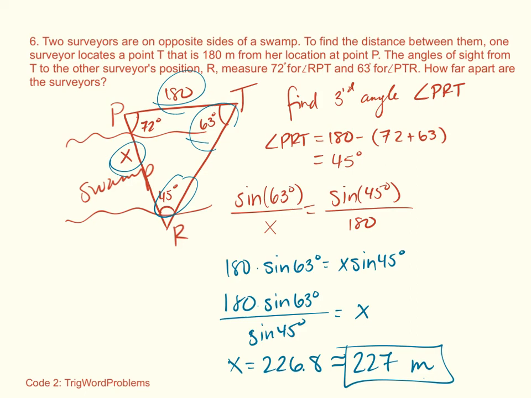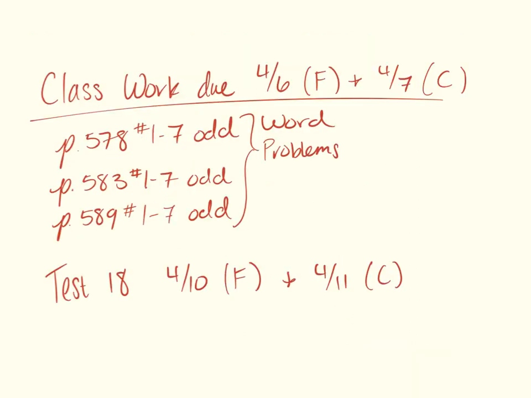And we're done. Okay, so the classwork due the 6th, so that's Thursday for F block, and the 7th for C block, is page 578, 1 through 7 odd, page 583, 1 through 7 odd, and page 589, 1 through 7 odd. So in total, it's about 12 problems. They're all of the word problems. Okay, you're going to need your calculators, obviously, because these numbers do get big and there are non-standard angles. And then, just as a heads up, test 18 on these two lessons is going to be Monday the 10th for F block and the 11th for C block.